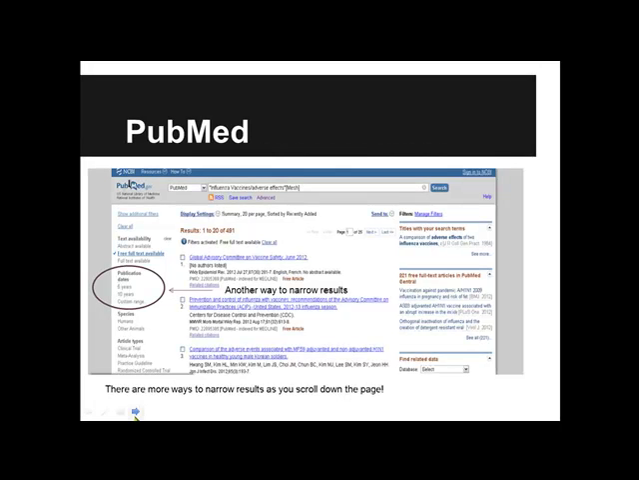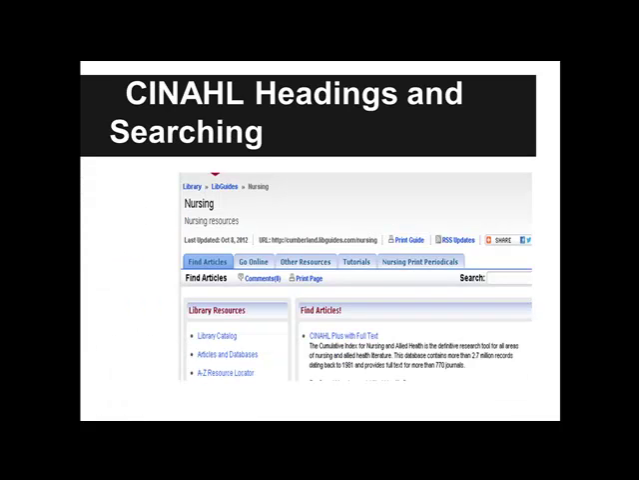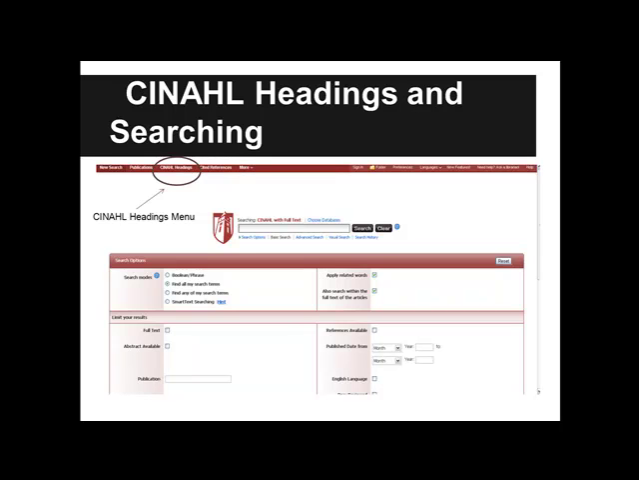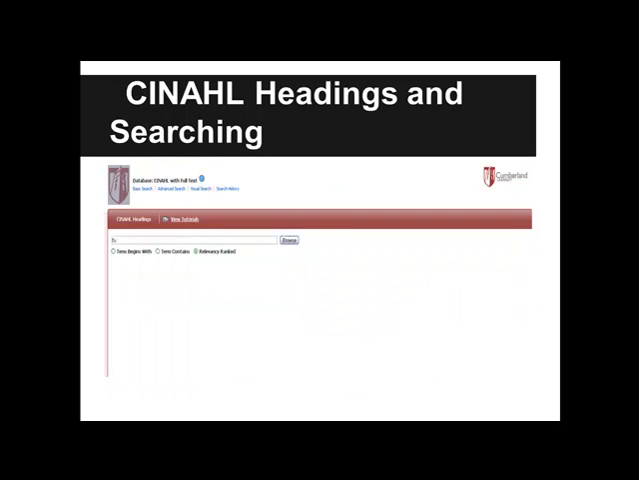Now let's take a look at a library database. We're going to look at CINAHL. To get to CINAHL, we'll go back to the Nursing LibGuide, then click on the CINAHL link. The first thing we're going to look at in CINAHL is CINAHL headings, which are based off of MeSH terms. There will be similarities between MeSH terms and CINAHL headings, but they may not be exactly the same. First, we'll click the CINAHL headings link at the top of the page. Then we'll input our search term again, flu, and click Search.